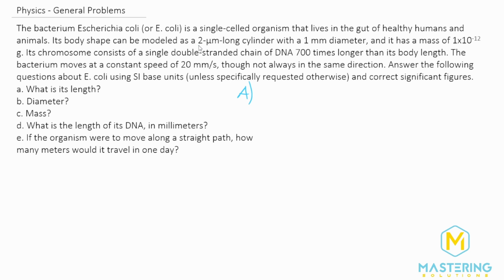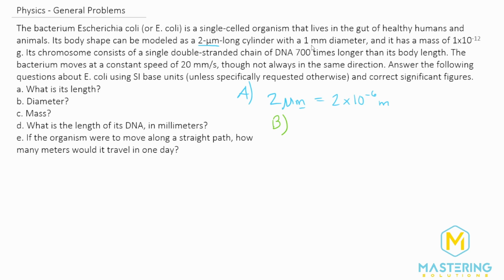So starting off with part A, they say, what is the length of it? And obviously it's given right here as 2 microns long. So we have 2 microns, but we have to put it into base units, which is just the meters. So micro stands for 10 to the negative 6. So simply we could just put 2 times 10 to the negative 6 meters, and that is now in SI base units.